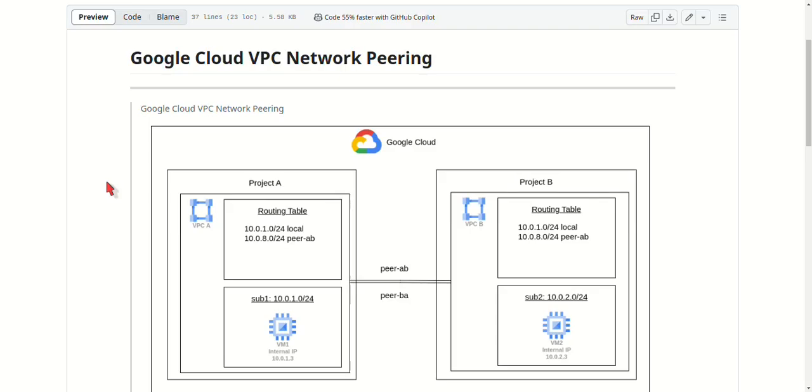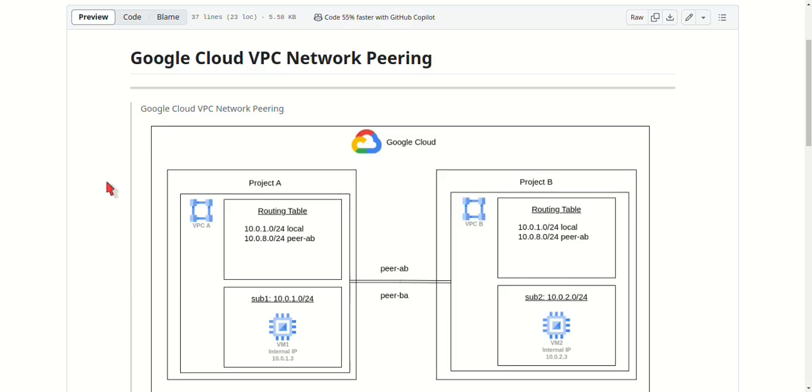Second consideration to keep in mind is the non-transitive nature of peering. VPC network peering does not support transitive routing. For instance, if VPC-A and VPC-B are peered, and VPC-B and VPC-C are peered, VPC-A cannot communicate directly with VPC-C. Direct peerings are necessary for inter-VPC communication.